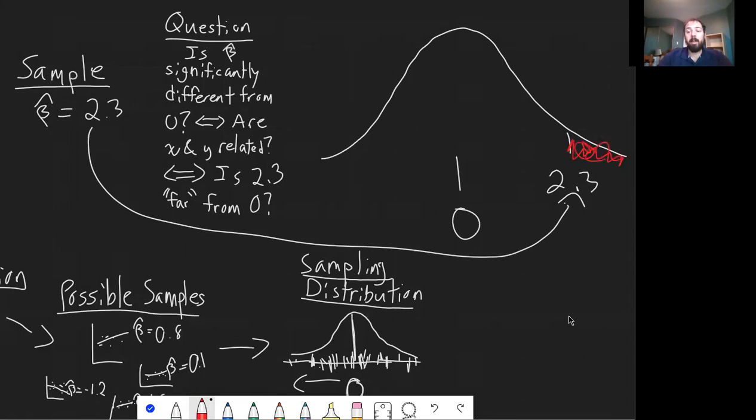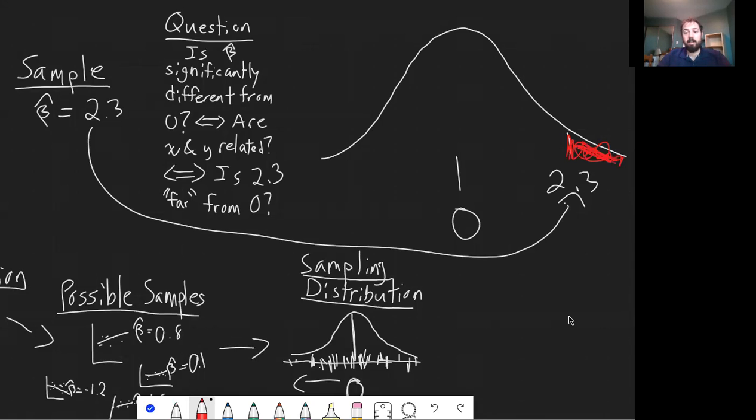What is the probability of the tail here? So what we're seeing is, is 2.3 far from zero? We can't calculate the point value of a probability. The probability that the slope is exactly 2.3 is zero, just because it's a continuous distribution. The probability of any individual point is zero, so when we talk about probability, we talk about area. So the area of the tail becomes our p-value.